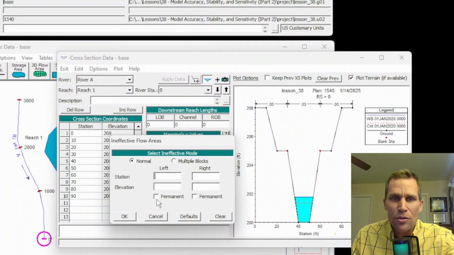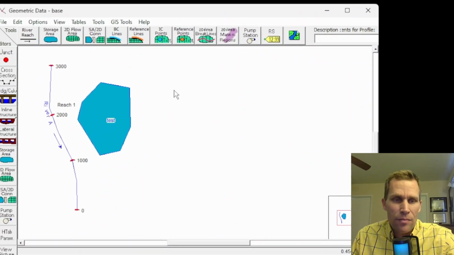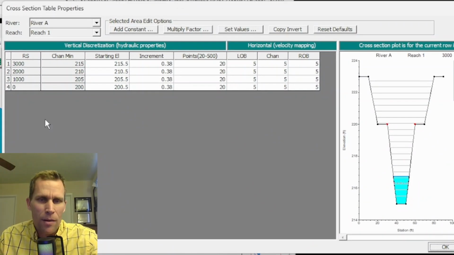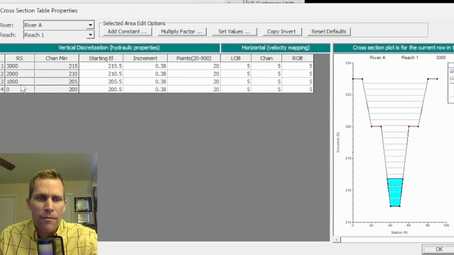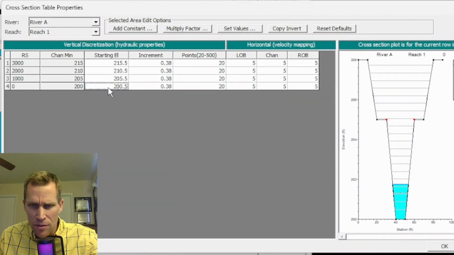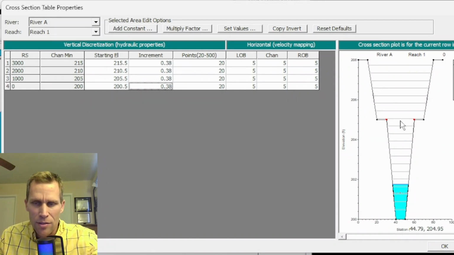And then the last solution offered is to not let the hydraulic properties change so abruptly. So the solution to that would be if you go to your H tab param, your hydraulic properties parameters here. Here I have 4 cross sections in my river reach. And right now, let's just focus in on this bottom cross section. It has an invert of 200. The starting elevation is 200.5. And then every 0.38 feet vertically, it has a new cross section point.